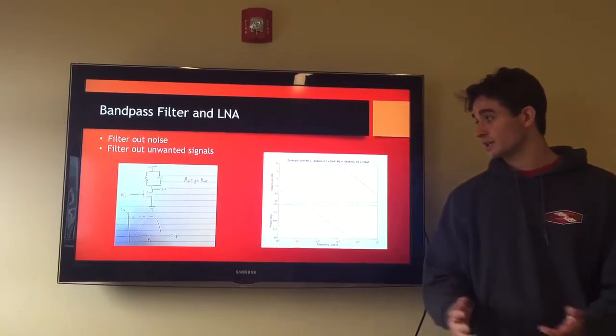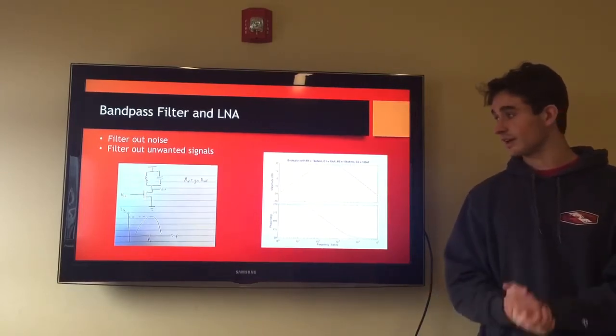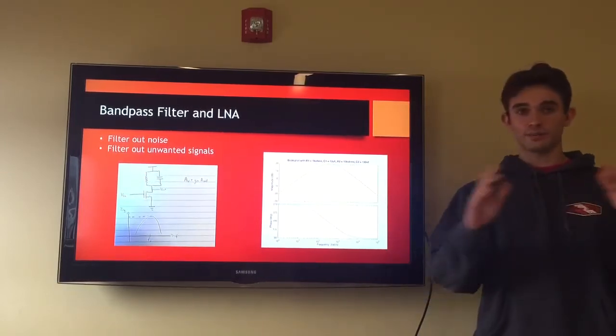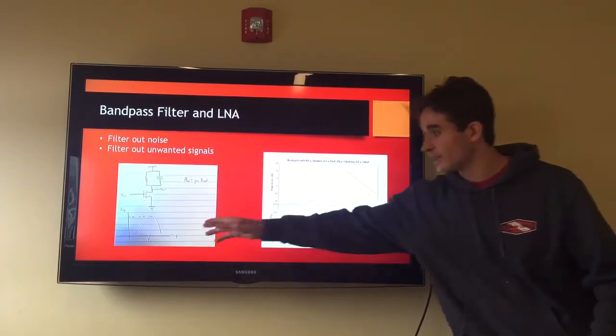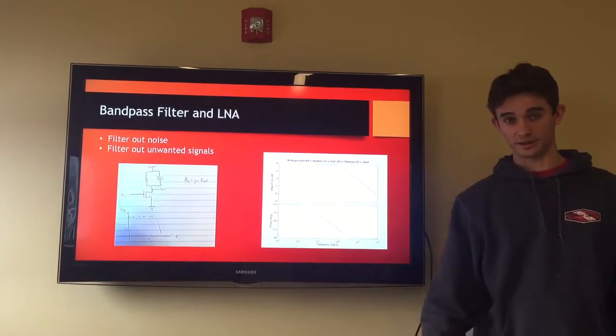So that's what we're actually doing here. We amplify the signal by centering our frequency at f naught, and we also create a bandpass filter based on the general shape of how the impedance looks for an LC parallel circuit.